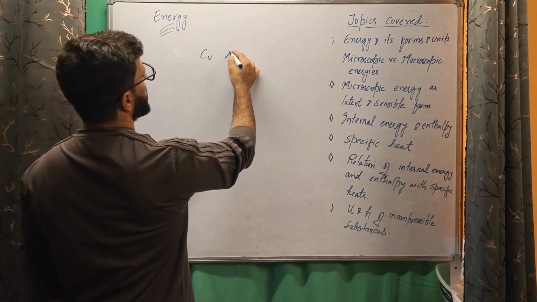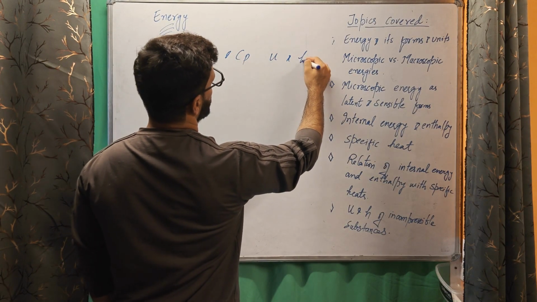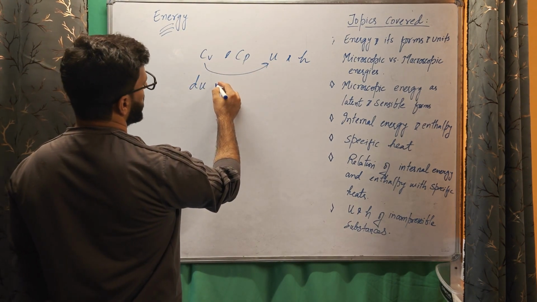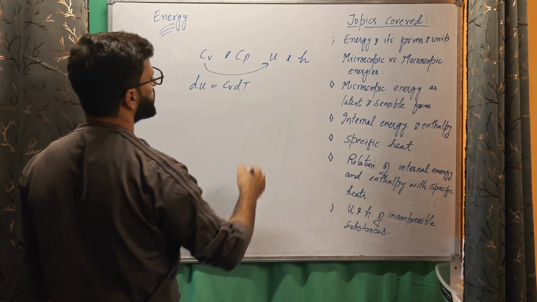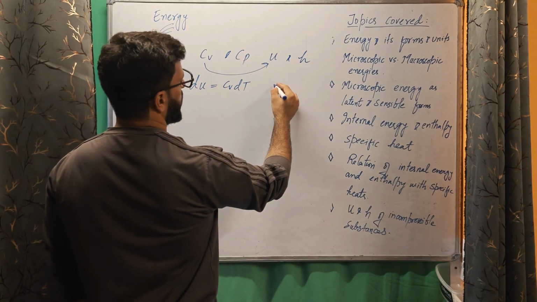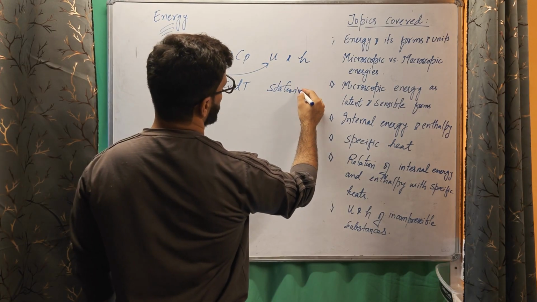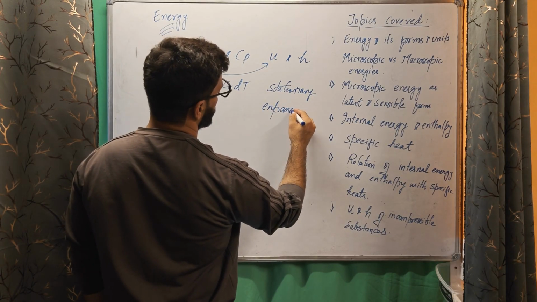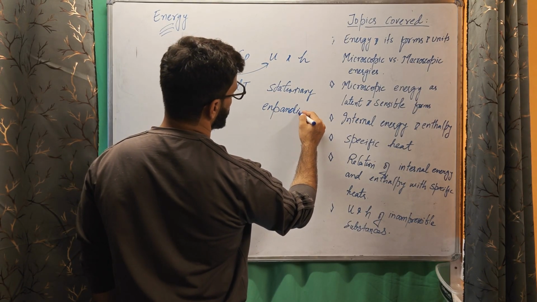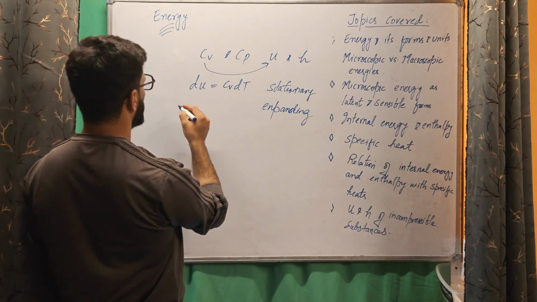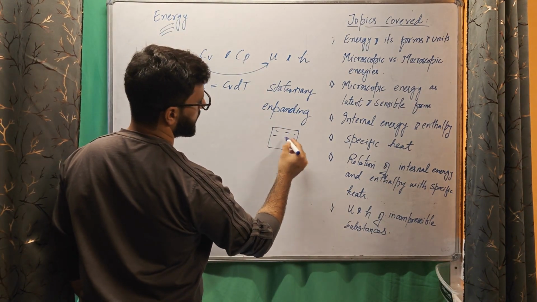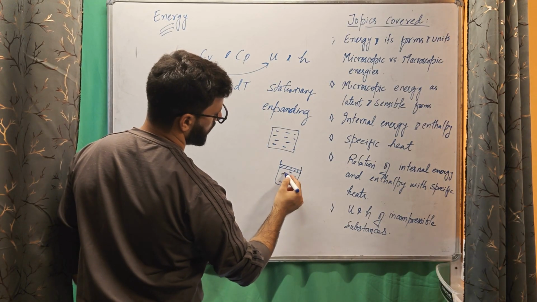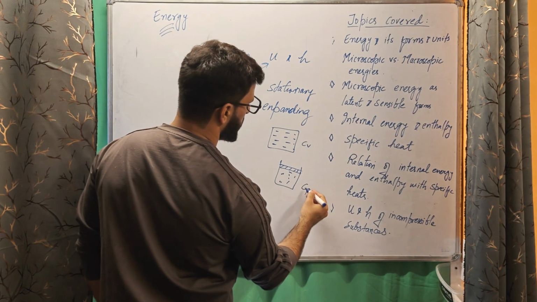Now, CV and CP have a relation with U and H. First of all, CV has a relation with internal energy. How? The differential change in internal energy is equal to CV dT, and this is for stationary systems, and for expanding or contracting systems like a piston cylinder device, as I showed, here we use CV, here we use CP.